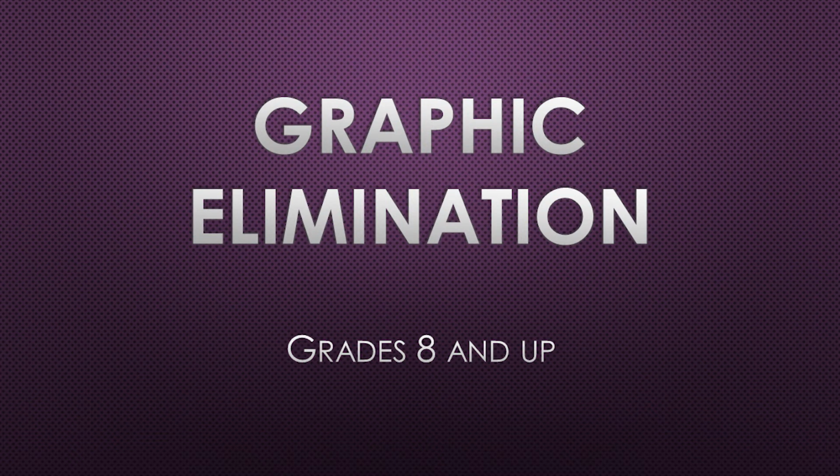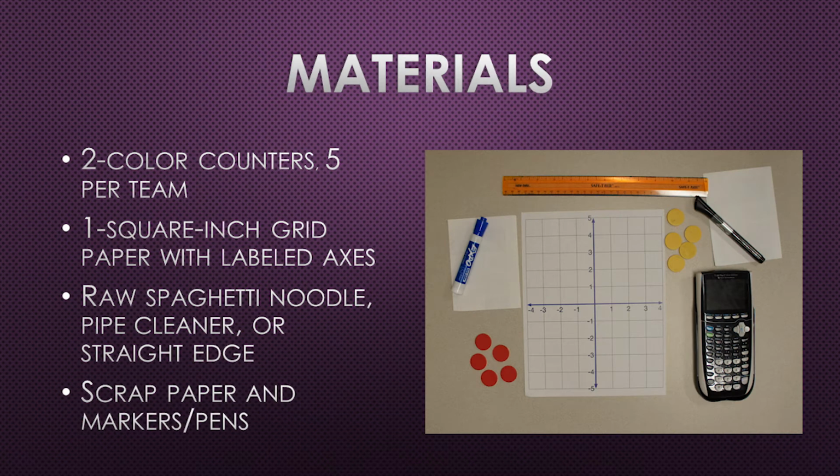The game we are playing today is called Graphic Elimination. In this game, players find linear functions, graph them, and determine if they intersect chosen squares on the grid. The materials needed to play this game include 2 color counters, 5 per team, 1 square-inch grid paper with labeled axes, and raw spaghetti noodles, pipe cleaner, or a straight edge for each team.